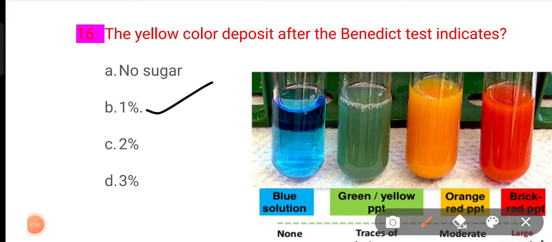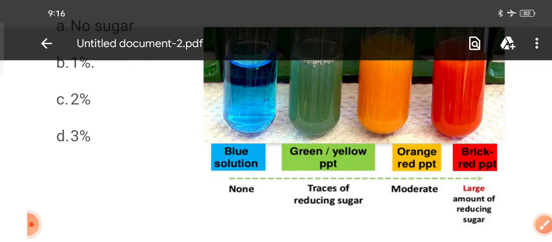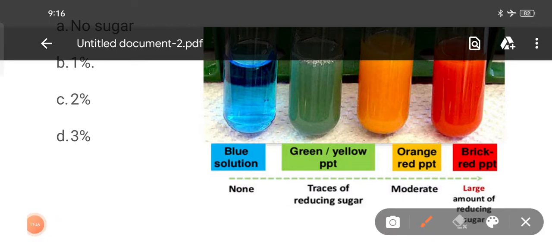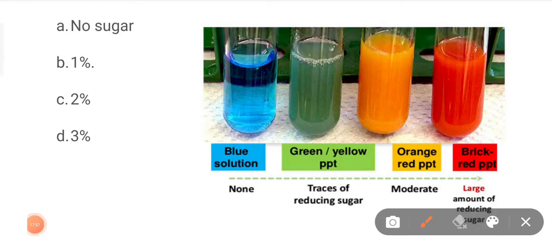So when the Benedict solution result is yellow color, it means the person has 1% of sugar. So in this picture, you can see the different types of colors. If we get blue solution, it means there is no sugar present in the urine. If we get green color, there are some traces of sugar in the urine. The next one is the orange color, meaning moderate amount. And a brick red color means a large amount of sugar.